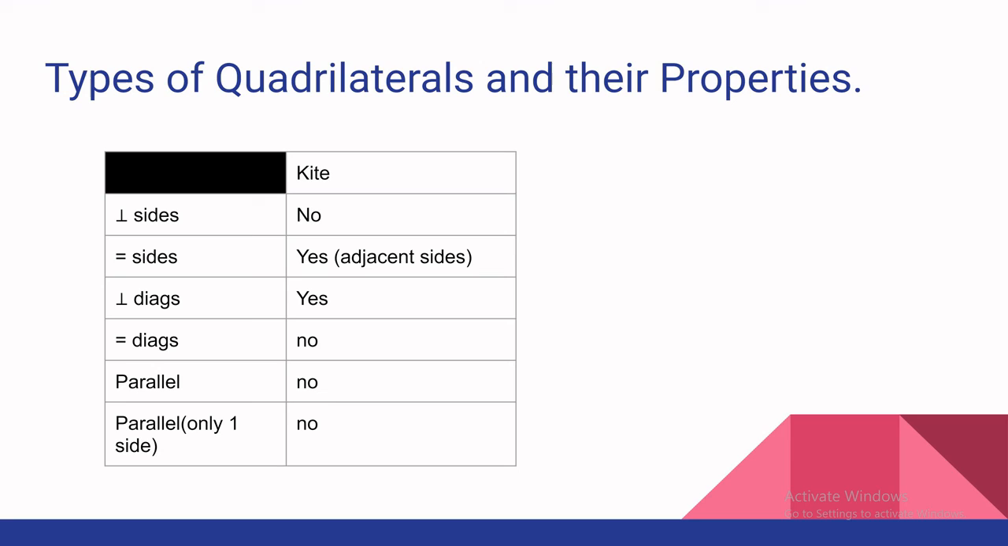Here's another last quadrilateral. It's called a kite. A kite doesn't have perpendicular sides. However, 2 pairs of its adjacent sides are equal. It also has perpendicular diagonals. However, their diagonals are not equal to each other. It doesn't have parallel sides at all.